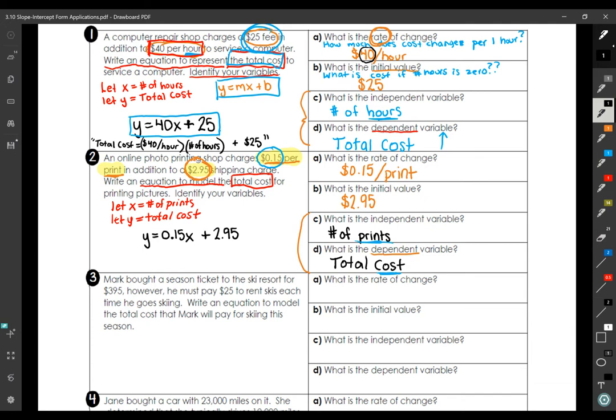I can write a word equation, right? Total cost equals 15 cents per print. That's my rate of change. Times the number of prints. That's my x.